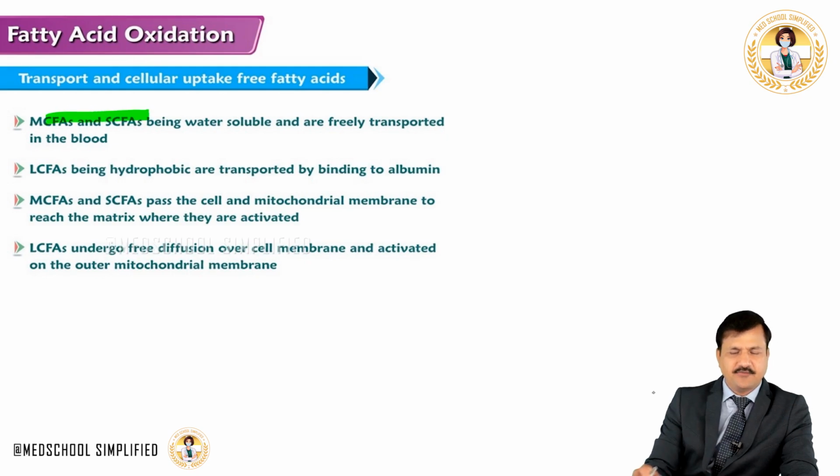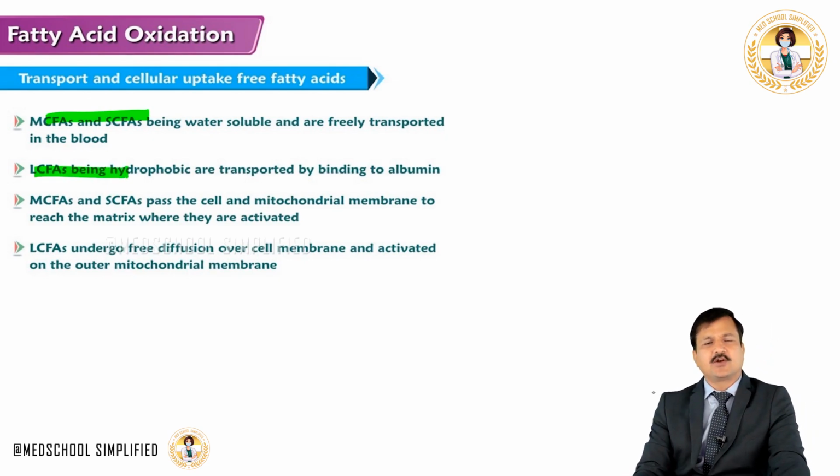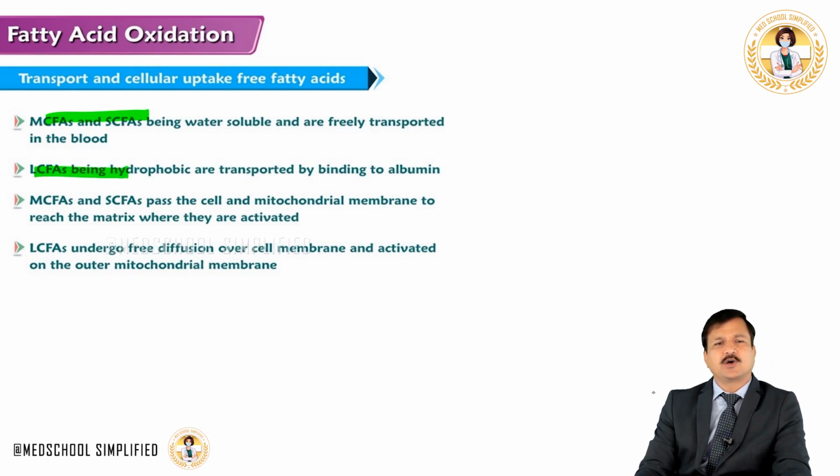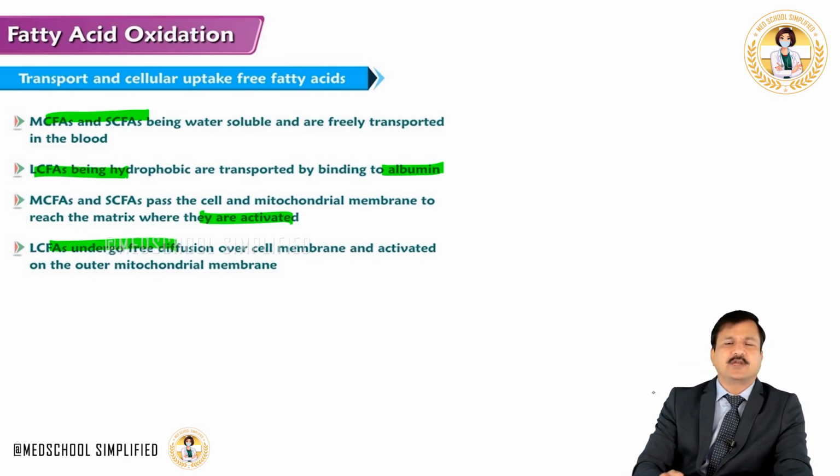MCFAs and SCFAs are water soluble, so they are freely transported. LCFAs are hydrophobic, they have carbons more than 12 and less than 22. That's why they are hydrophobic, because you have a long hydrocarbon chain. Only one carboxyl group is there, which is not sufficient to keep that long hydrocarbon chain soluble. So that's why they will bind with albumin for transport. And MCFAs and SCFAs pass through the cell membrane and mitochondrial membrane and they are activated in the matrix of mitochondria. And LCFAs undergo free diffusion over the cell membrane and they are activated over the outer mitochondrial membrane.